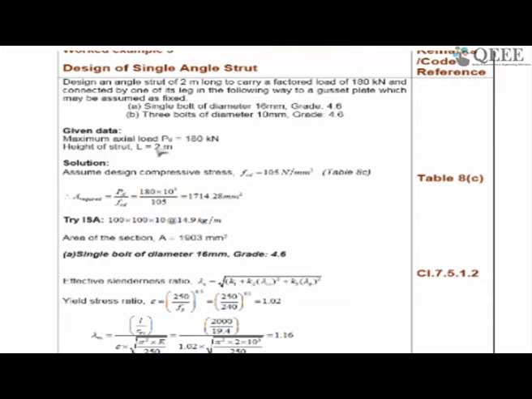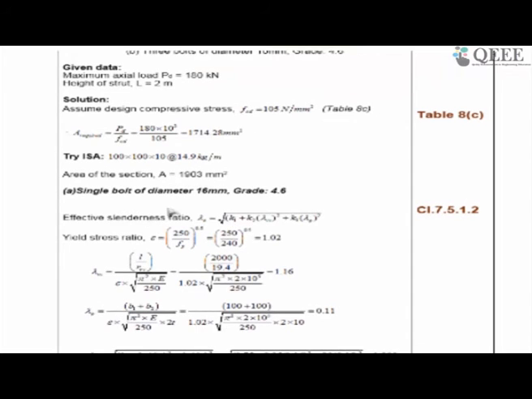So maximum load height, assume some value FCD, let's say 100 or 105 or whatever, because angles are generally very slender. Even at 2 meters you will get a large lambda value. So try some angle and check. So basically you can choose any angle. Single bolt of 16 mm diameter grade 4.6. So effective slenderness ratio given by this clause, where I need to take K1, K2, K3. This is okay. Yield stress can be 240 because it's less than some thickness.